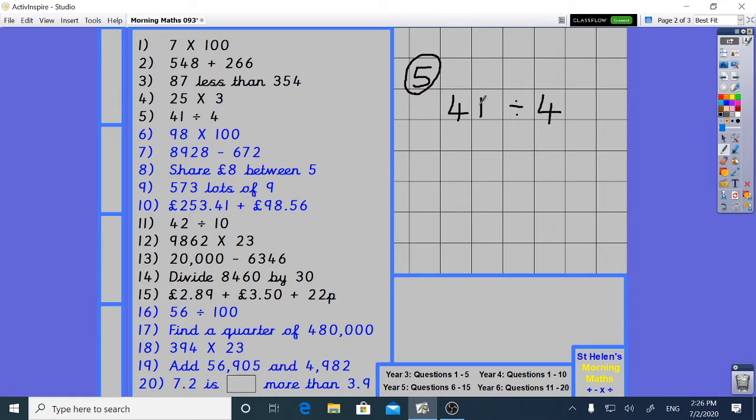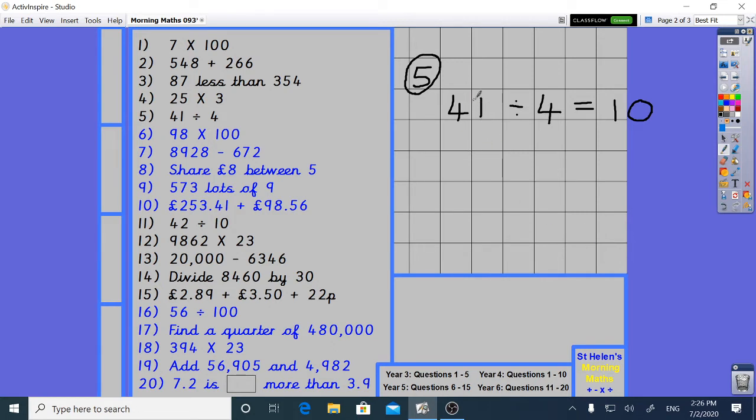Remember, I mustn't go past 41. 4, 8, 12, 16, 20, 24, 28, 32, 36, 40. I'm going to stop there and I got 10. 41 divided by 4. I sang up to 40 and I got 10. But I only sang up to 40, didn't I? I couldn't sing any more of my 4s or I would have gone past 41.